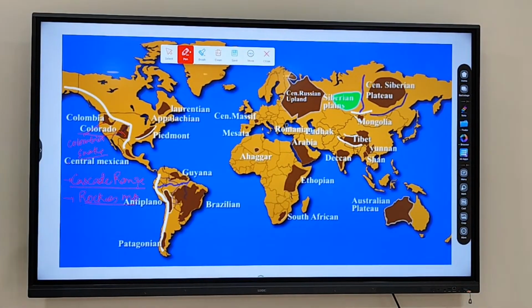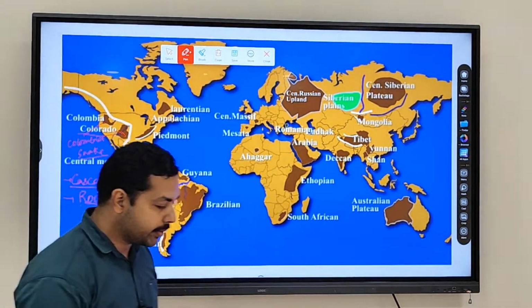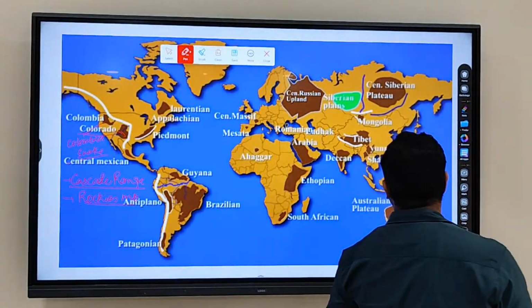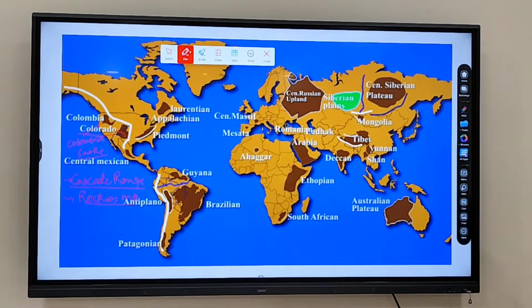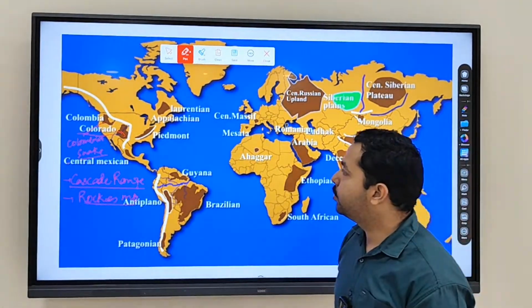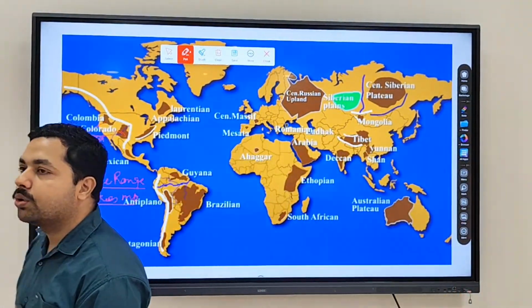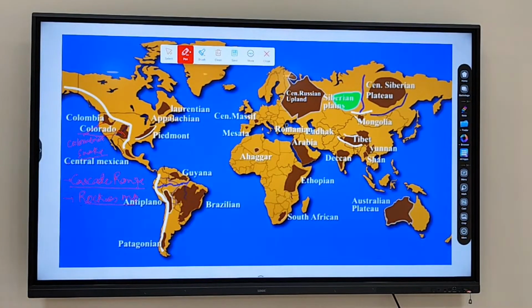So what were we discussing? We were discussing the plateaus, and we covered the Tibetan Plateau. We discussed that the Tibetan Plateau is called the roof of the world, and it is created due to tectonic movements. The second plateau we discussed was the Columbia Snake Plateau. We discussed why it is known as Columbia Snake: because of two rivers flowing there, the Columbia River and the Snake River. Next, we discuss the Colorado Plateau.